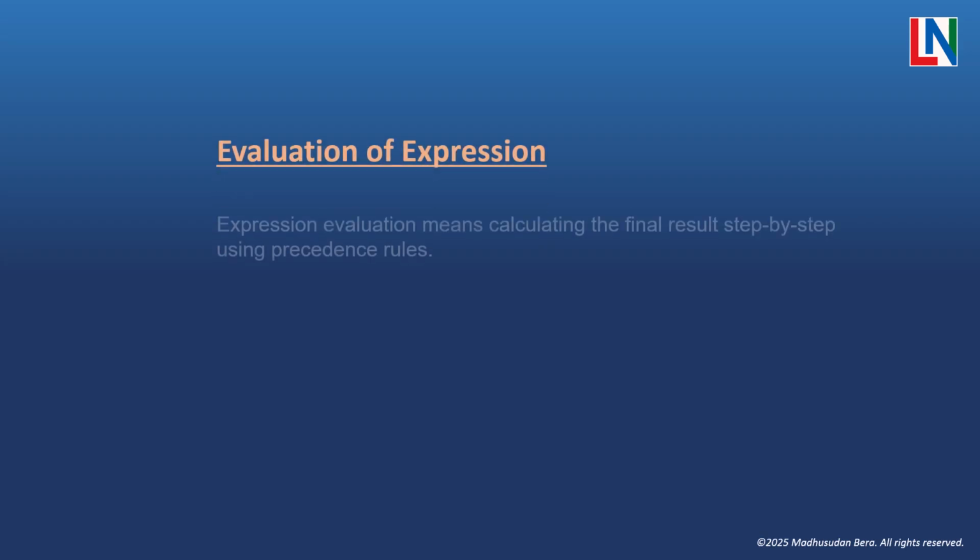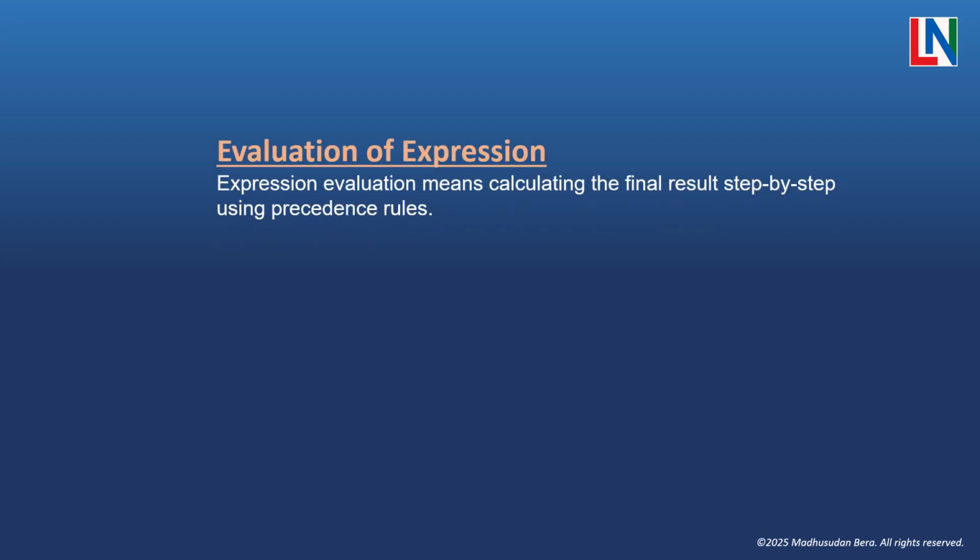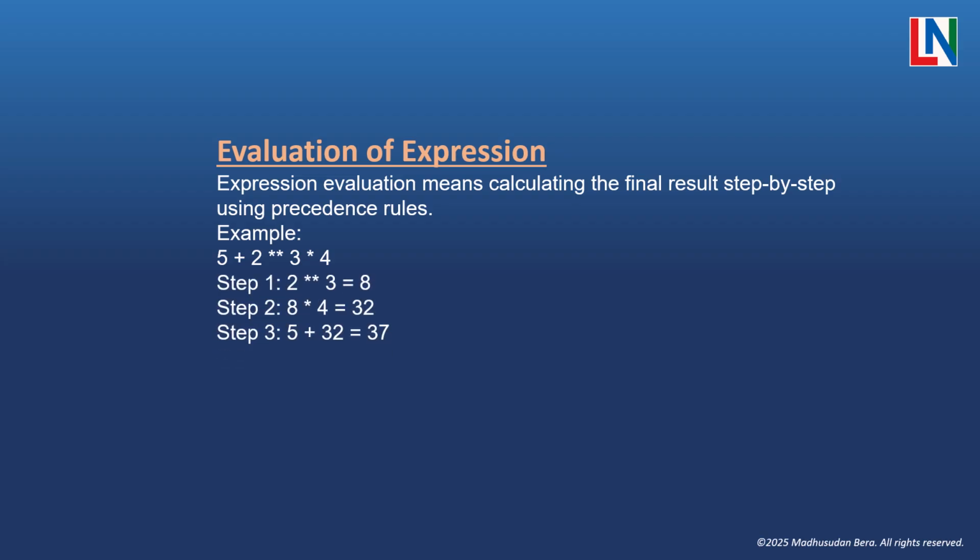Evaluation of expression. Expression evaluation means calculating the final result step by step using precedence rules. For example, 5 plus 2 star star 3 star 4. At first, according to the precedence, exponents have the highest precedence. So 2 star star 3 equals 8. Then 8 star 4 equals 32, and 5 plus 32 equals 37. Final result is 37.